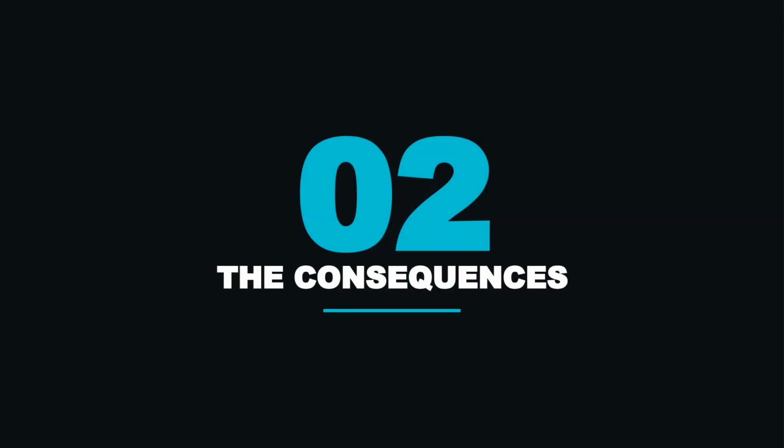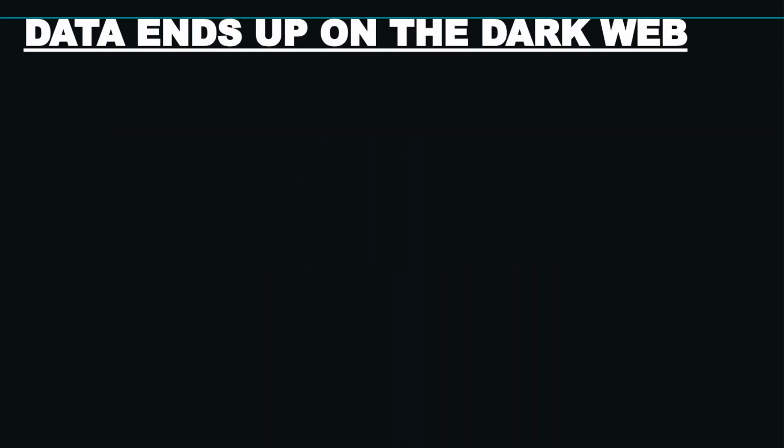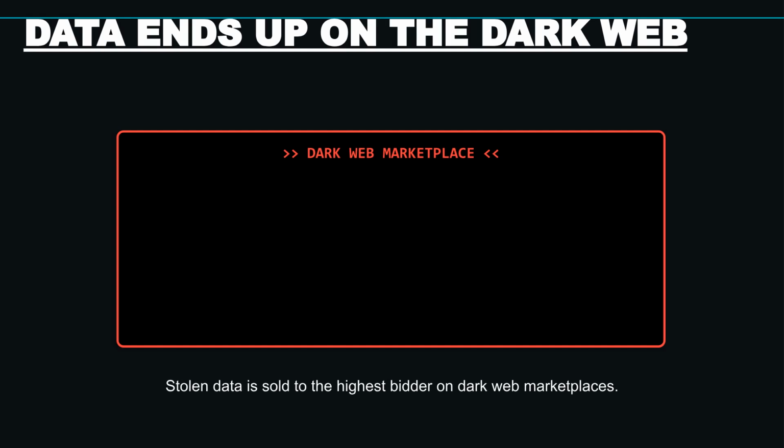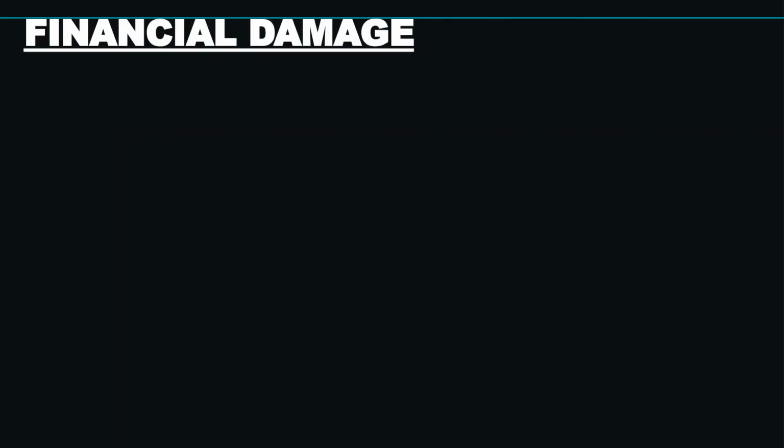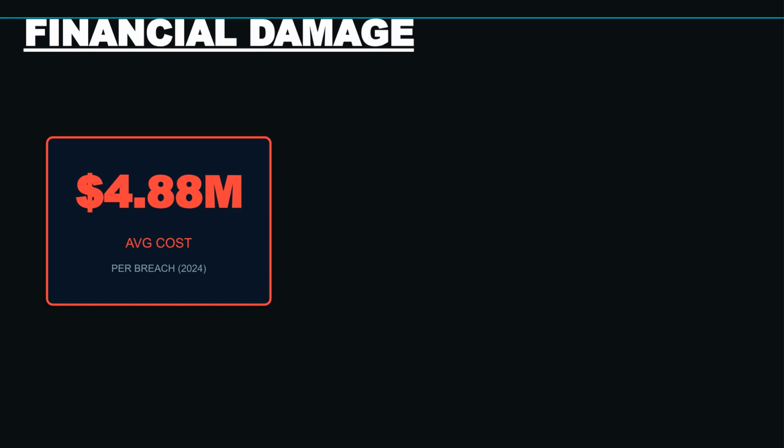Now let's explore the consequences of a data breach and why they matter. Once stolen, data is sold on dark web marketplaces. The prices depend on the data type, ranging from thousands for emails and passwords to tens of thousands for full SSN databases. Breaches cause significant financial damage. The average cost per breach in 2024 is $4.88 million.